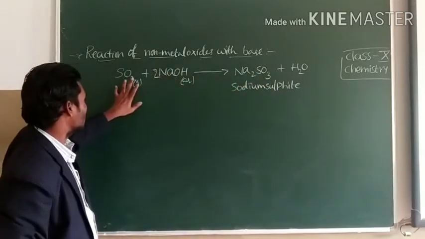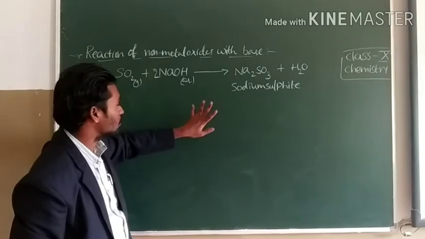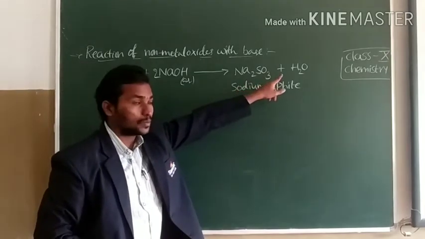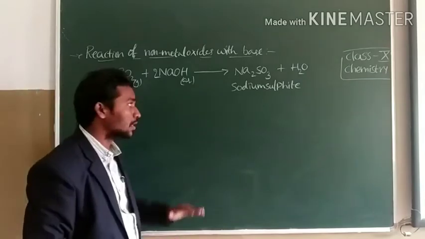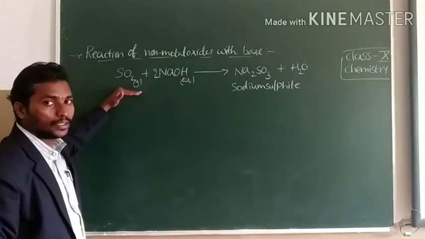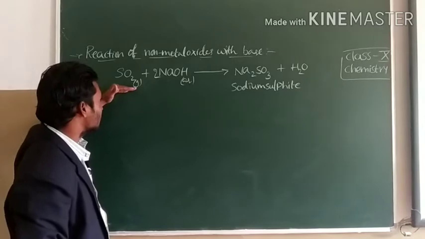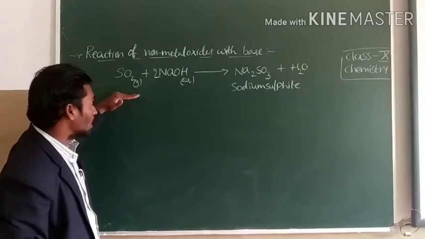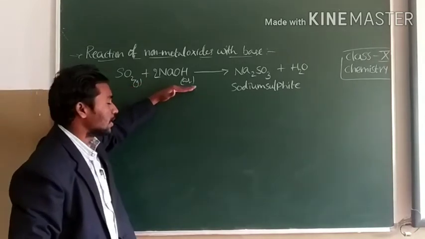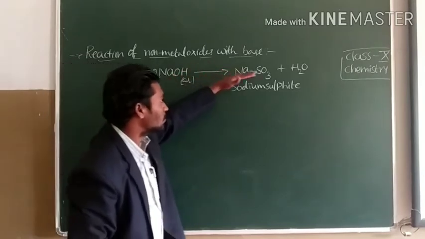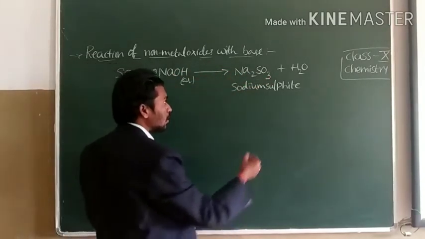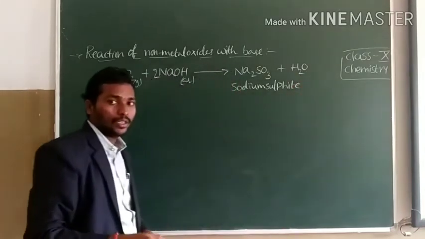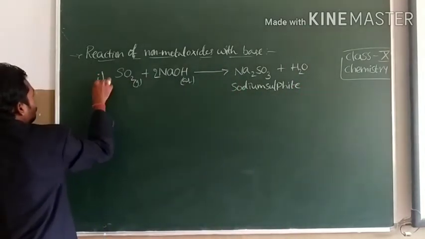Here 2 oxygen atoms, here 2 oxygen atoms, 4 oxygen atoms, and 2 hydrogen atoms. There 2 hydrogen atoms, here 2 hydrogen atoms. This is a balanced equation. Here sulfur dioxide reacts with a base; it is an example of a non-metal oxide. When sulfur dioxide reacts with aqueous sodium hydroxide, it forms sodium sulfite, Na2SO3, which is a salt, and forms water. Take one more example.